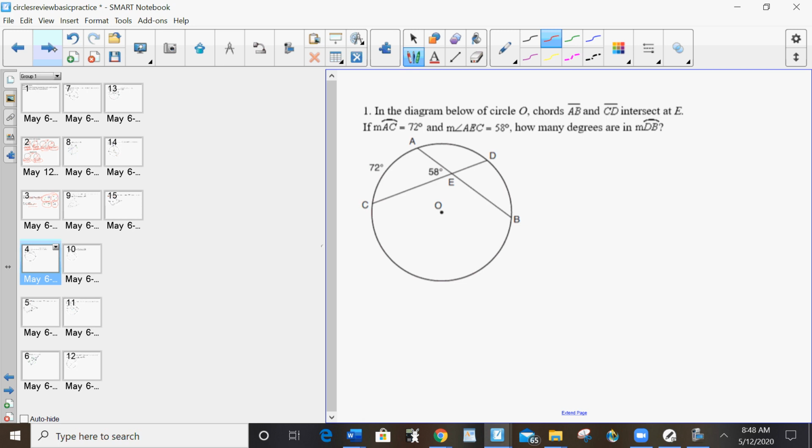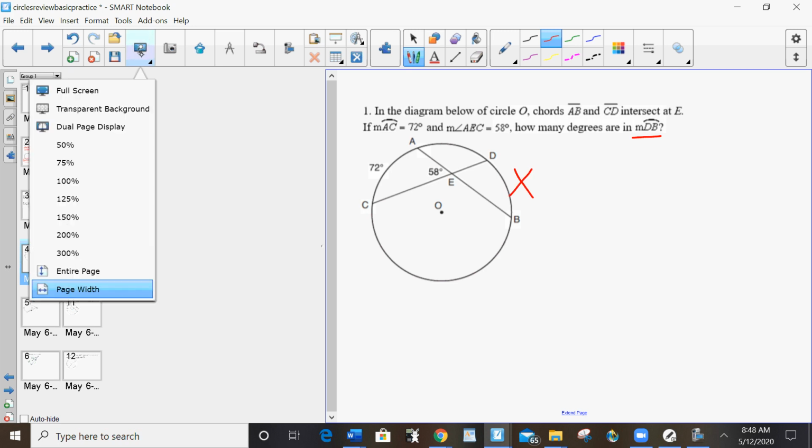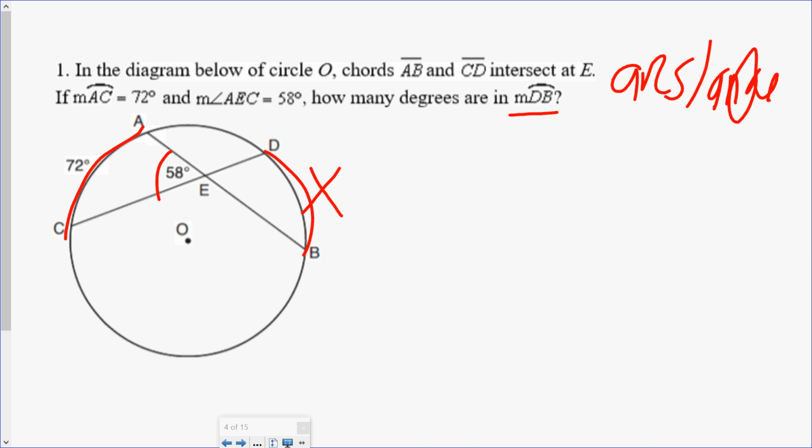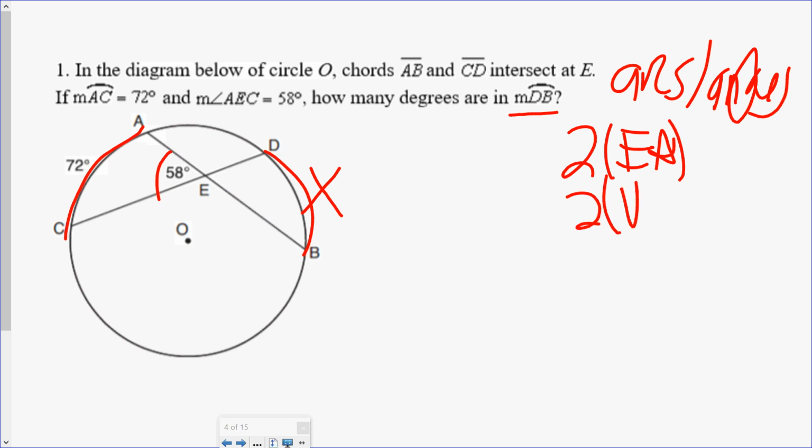So we have to determine which rule we're using. I see circles. Let's put an X on what we're trying to find. We're trying to find dB. So the question is arcs and angles or segments. Are these arcs and angles or segments? This is an arc. This is an angle. This is an arc. This is arcs and angles. So if it's arcs and angles, it's going to either be 2EA or 2VA.